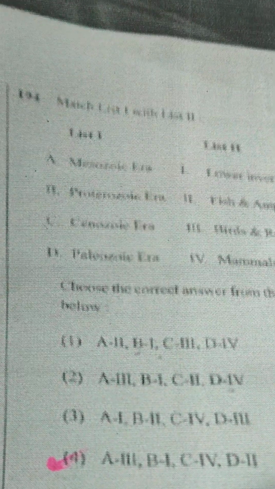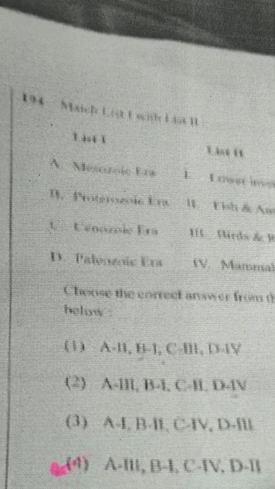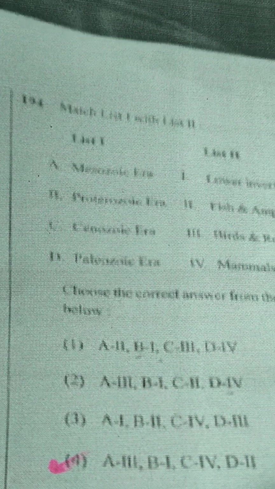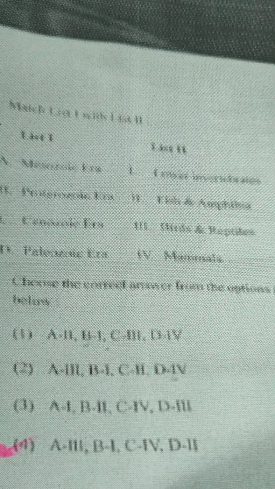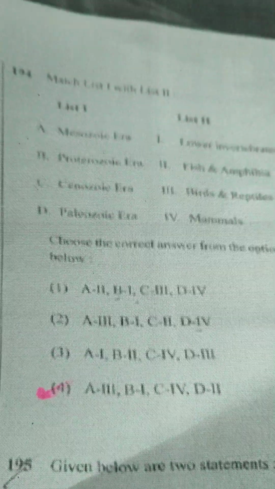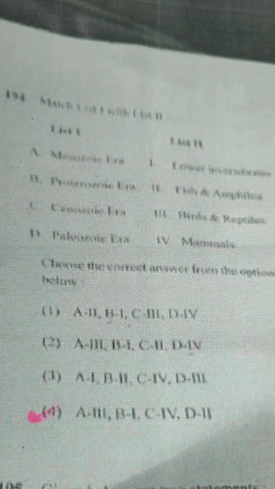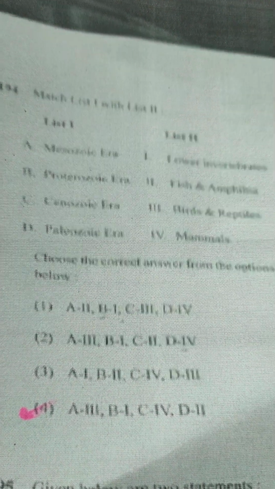Question number 194. List 1: A. Mesozoic era. B. Proterozoic era. C. Cenozoic era. D. Paleozoic era. List 2: 1. Lower invertebrates. 2. Fish and amphibia. 3. Birds and reptiles. 4. Mammals. Correct answer is 4: A3, B1, C4, D2.